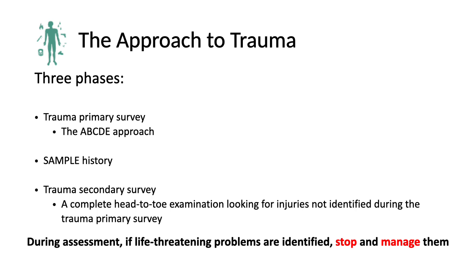General approach: the frame for approaching a patient with trauma is to go through three phases: primary survey, SAMPLE history, secondary survey. In the primary survey, we implement the ABCDE approach. Then we go to SAMPLE history. We'll discuss that in detail in the second session. And then we go to trauma secondary survey, in which we do a complete head-to-toe examination to identify any injury not identified during the primary survey.